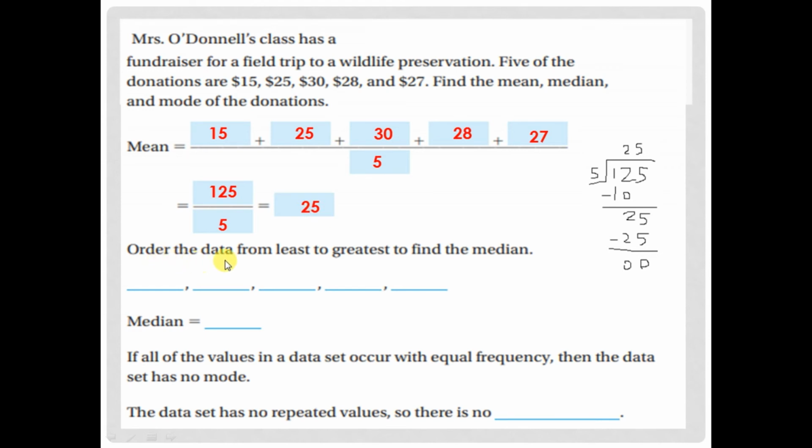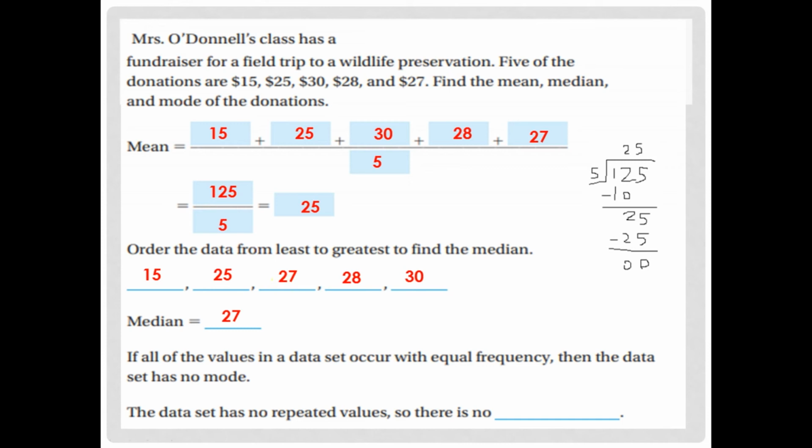Okay, to find the median, you have to order the numbers ascendingly from least to greatest. So the least number is 15, then 25, 27, 28. The biggest number here is 30. So what is the median? The middle number between them? It's an odd amount of numbers, so there is just one number in the middle, which is 27.